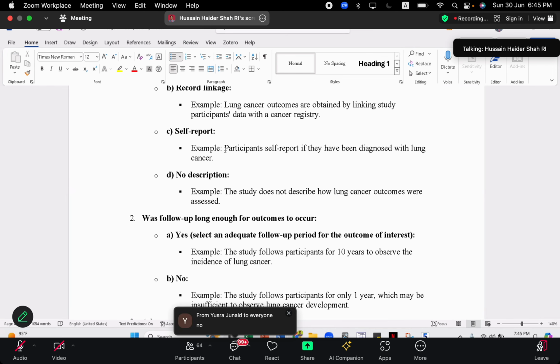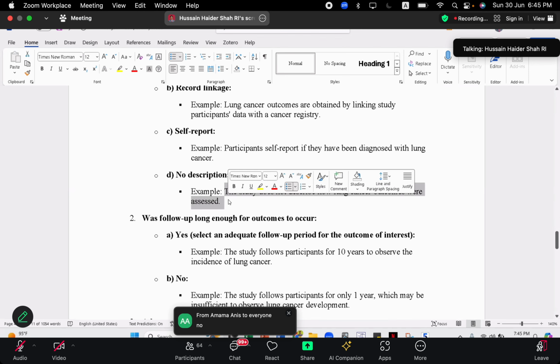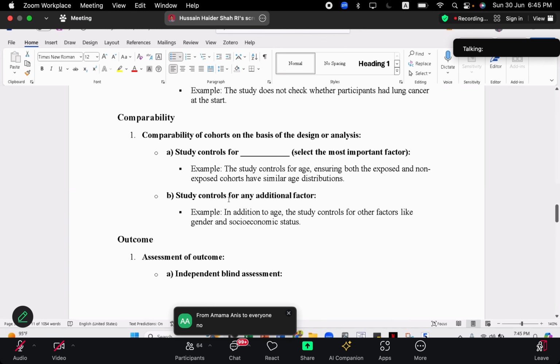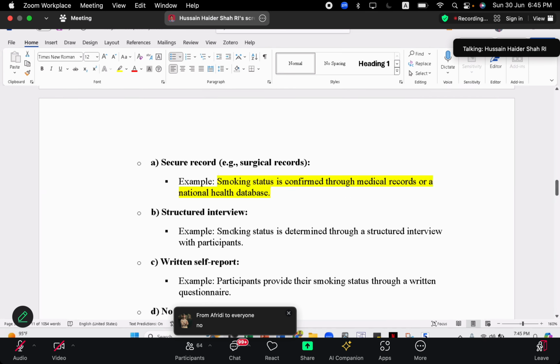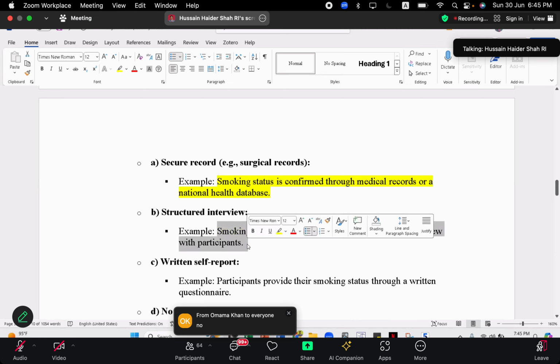No. Okay, brilliant. If the study does not describe how the lung cancer outcomes were assessed, will we give it a star or not? If the smoking status in the study we are about to assess is determined through a structured interview with the participants, will we give it a star or not?